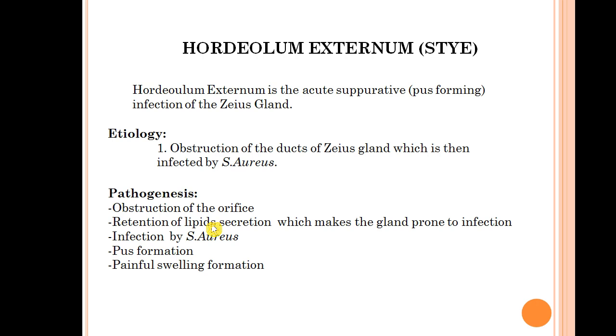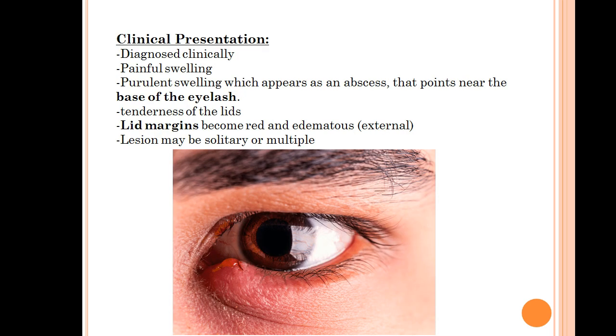And the one key feature of it is that it will be a painful swelling. Let me remind you that the previous swelling that we had, the chalazion, was a painless swelling. However, hordeolum will be a painful swelling. So that's all about its pathogenesis and etiology. Let's move ahead, and now we have its clinical presentation.